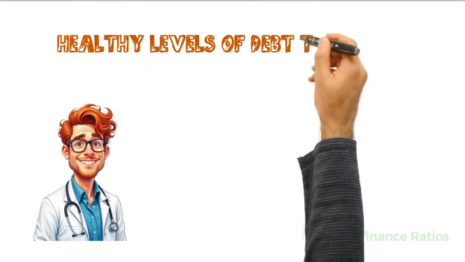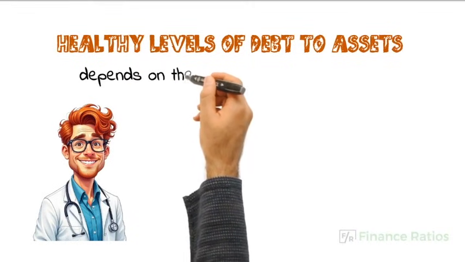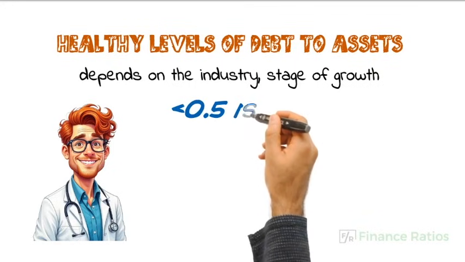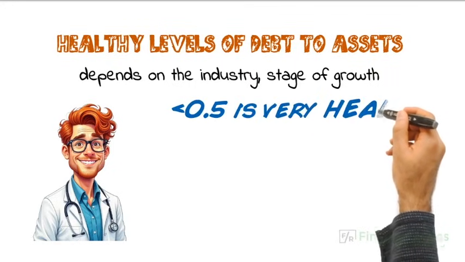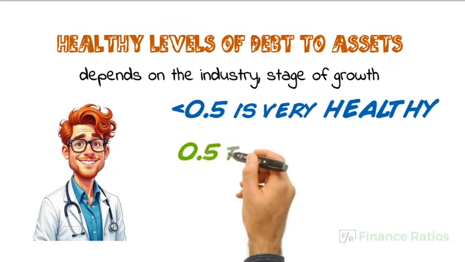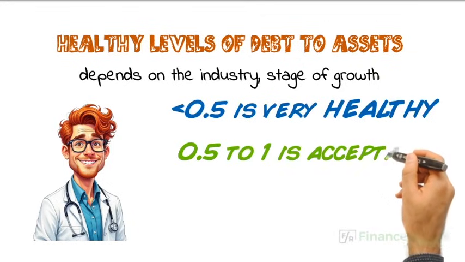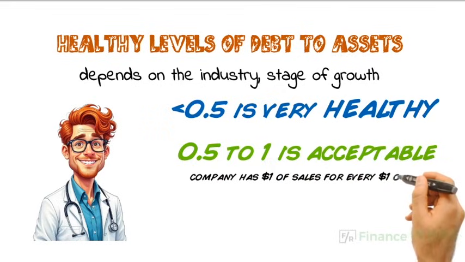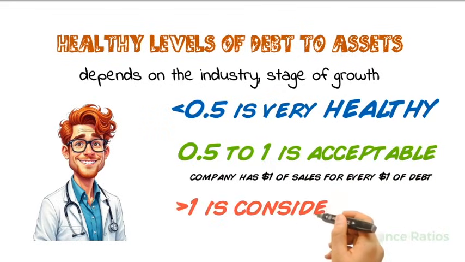Lastly, let's discuss what are considered to be healthy and unhealthy levels of the debt to assets ratio. While it depends on the industry and stage of growth of the company, in general a ratio below 0.5 is considered to be very healthy. 0.5 to 1.5 is acceptable for most industries, meaning that a company gets $1 of sales for every dollar of debt. Anything above 1 is considered to be risky.